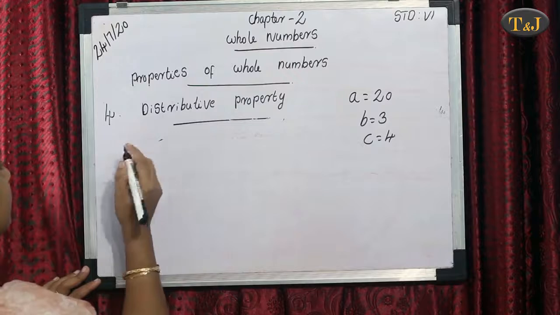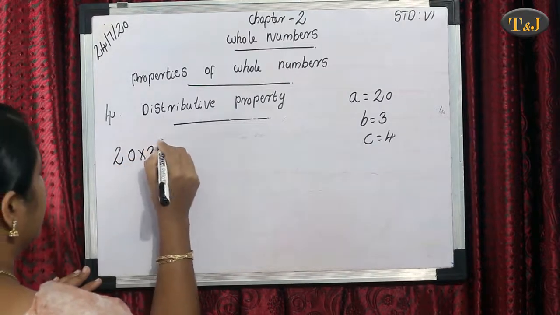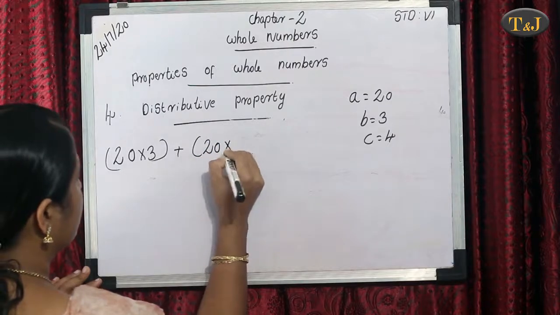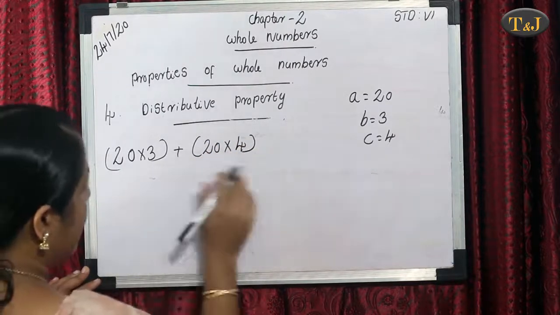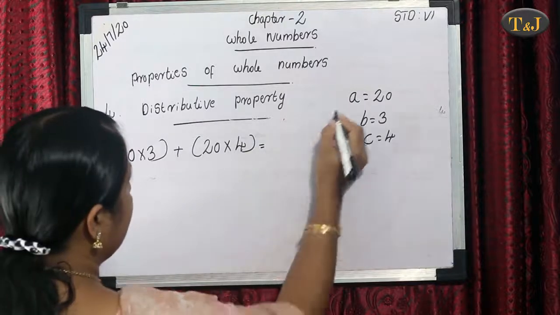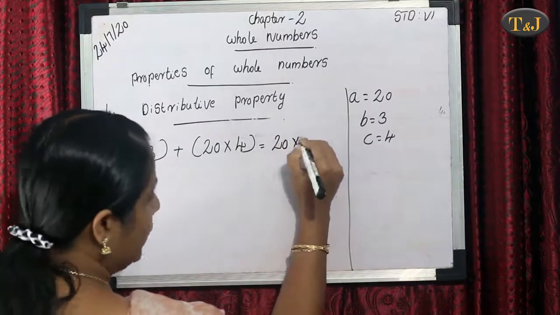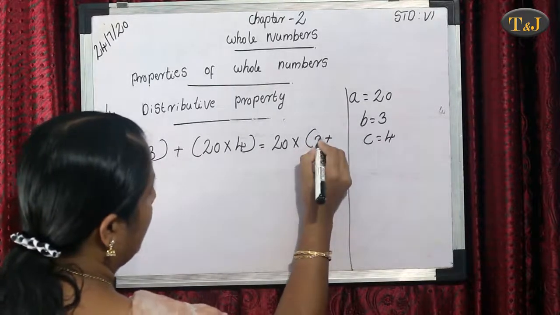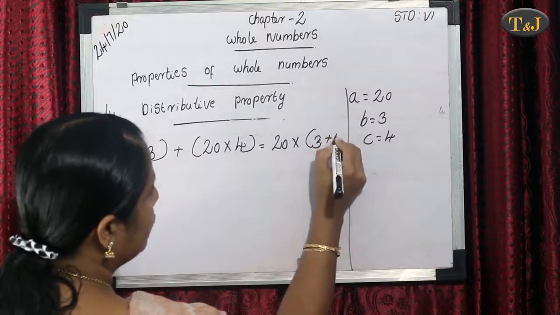Then we have to do the LHS and RHS of the same problem. That means 20 cross 3 plus 20 cross 4. This is the LHS side and this is the RHS side, taking the number 20 outside, then 20 cross 3 plus 4, because our B's value is 3 and C's value is 4.